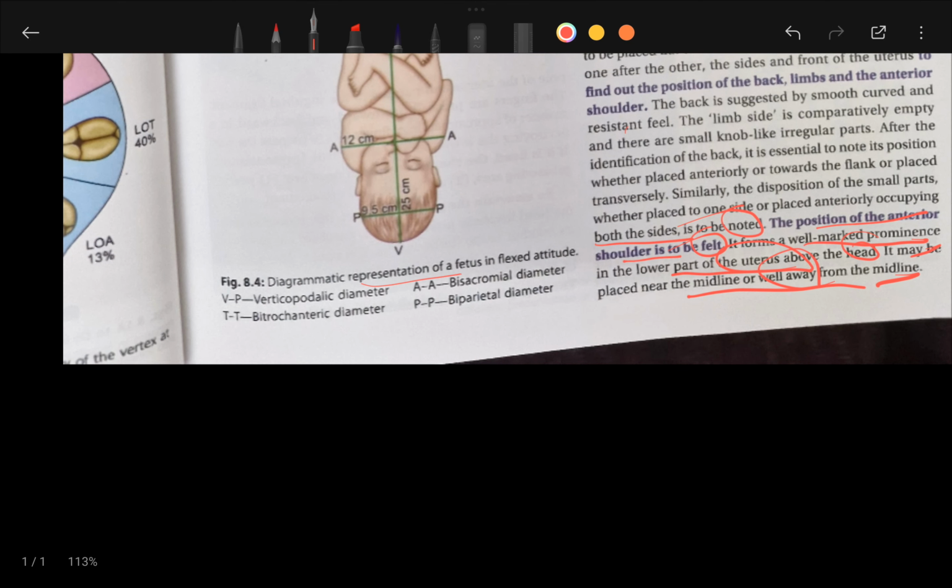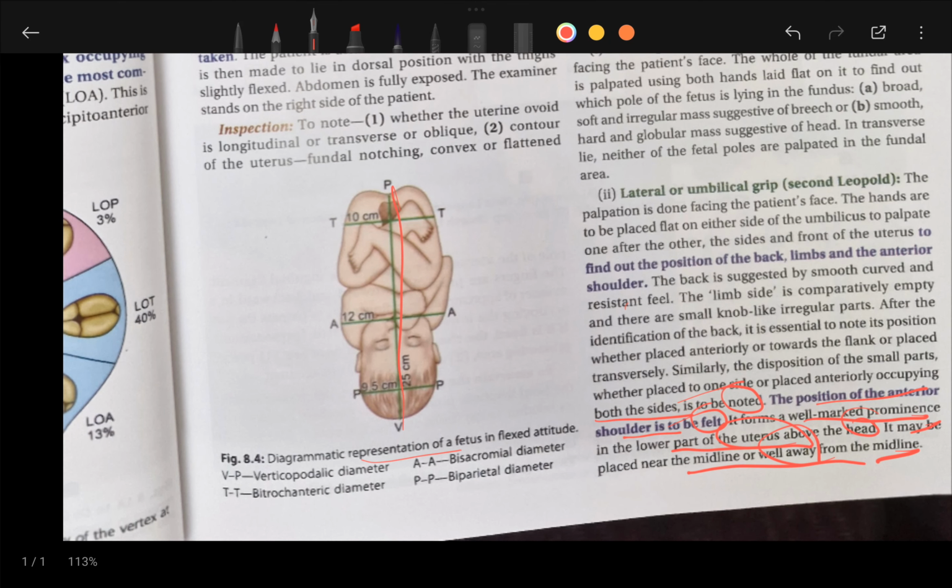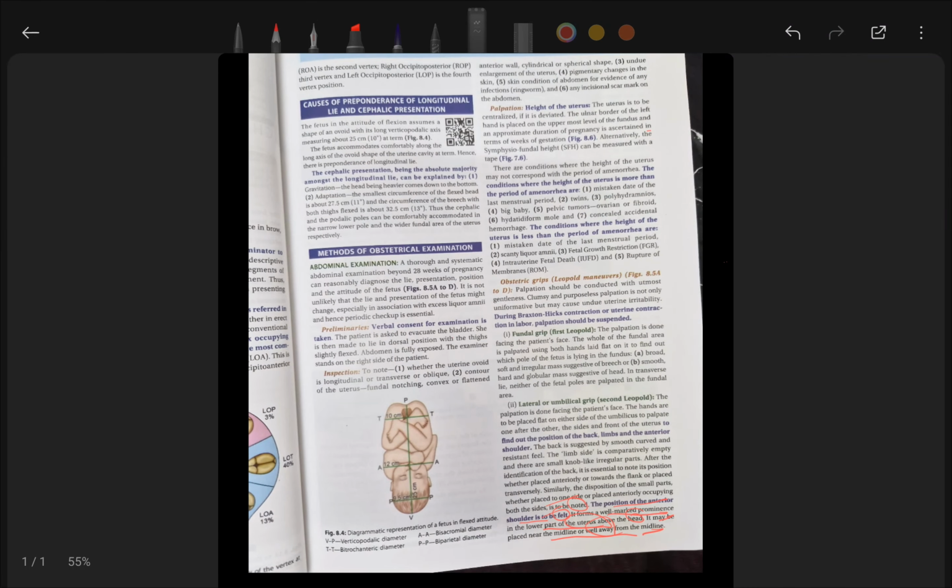This is a diagrammatic representation of the fetus in a fixed attitude. VP represents the vertico-podal diameter. TT represents the bitrochanteric diameter. A represents the biacromial diameter, the acromion process, the trochanteric process. PP represents the biparietal diameter. So: bitrochanteric diameter, biacromial diameter, biparietal diameter and vertico-podal diameter. These are the diameters you need to measure.